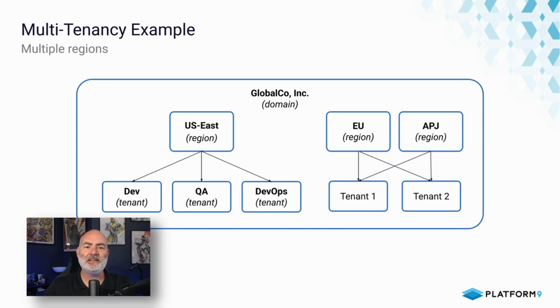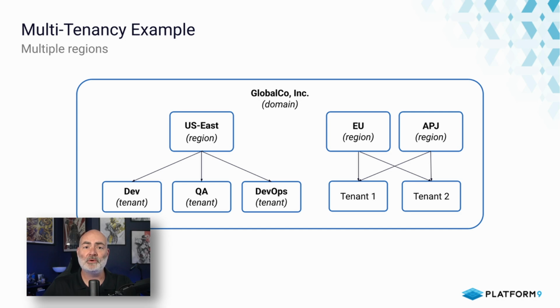This way, users in each geographical area can access services closer to them for better performance, while still being part of the same overall private cloud. Within each region, they might have multiple tenants: Dev, QA, and DevOps. This separation helps organize resources and control access.